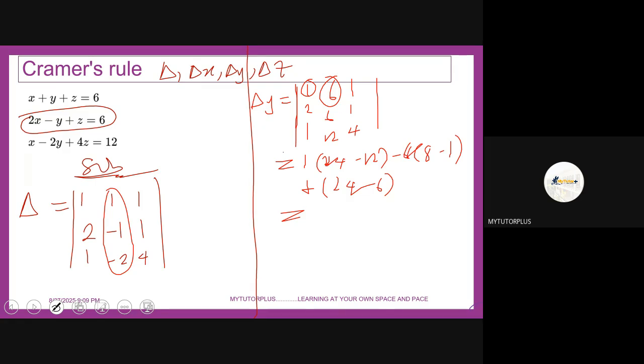So from what you have in this place now, 24 minus 12 will give us 12, right? Yes. Then 12 times 1 will give us 12. Manage my handwriting, please.